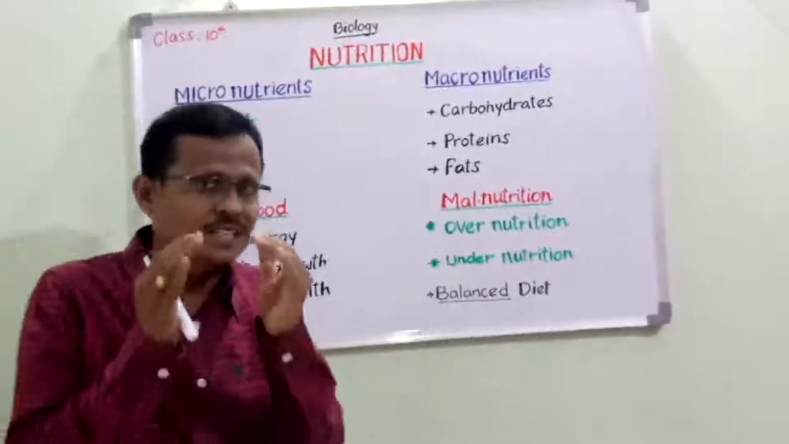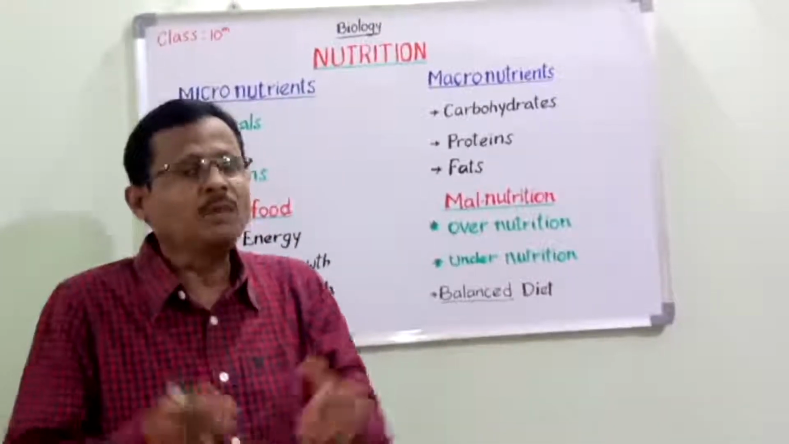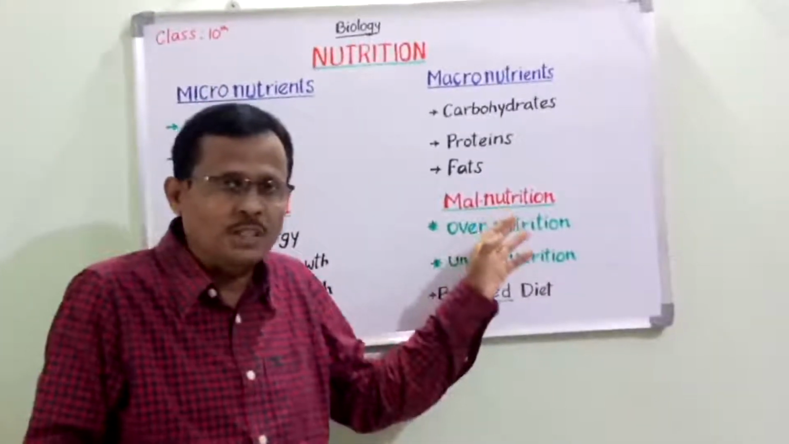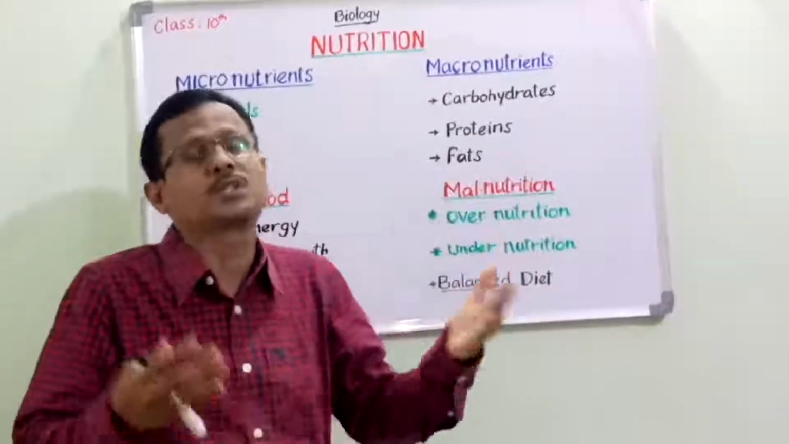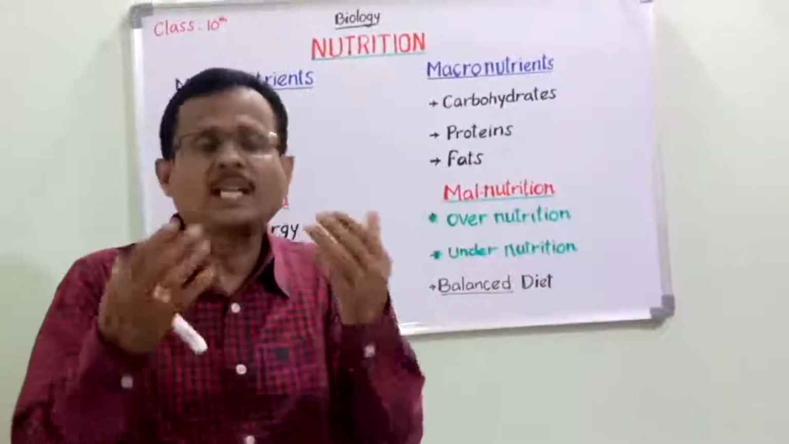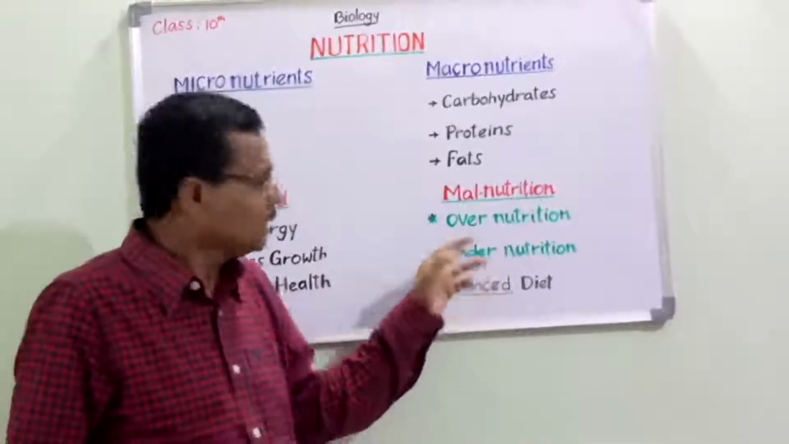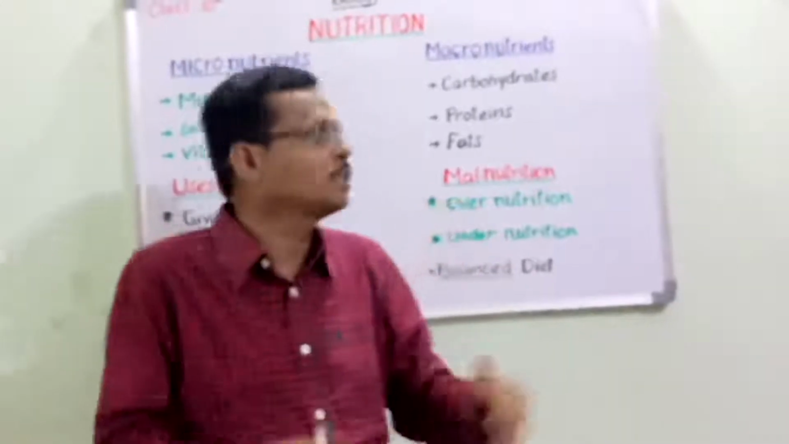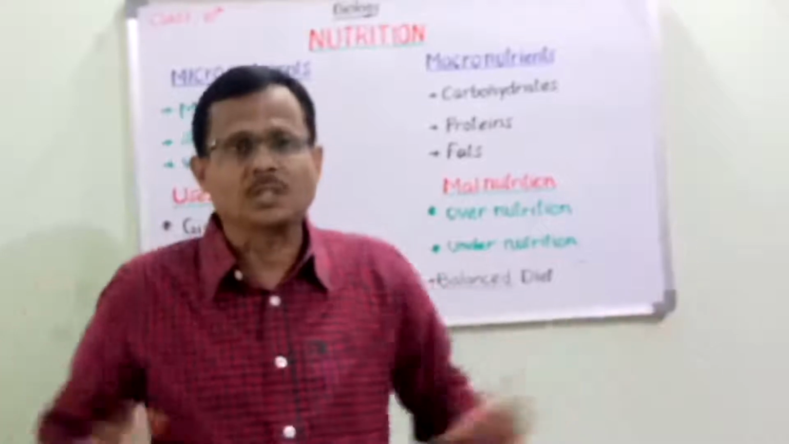When this balanced diet is missed by an individual, he will have to suffer with malnutrition. Malnutrition is inadequacy in supplementation of essential nutrients into the body. This is again of two types, the overnutrition and undernutrition. As the name indicates, overnutrition is when certain elements of these nutrients are taken in excess, and this leads to obesity.